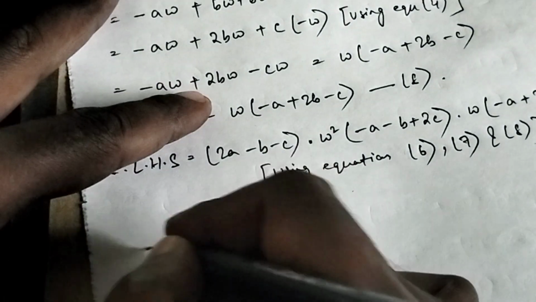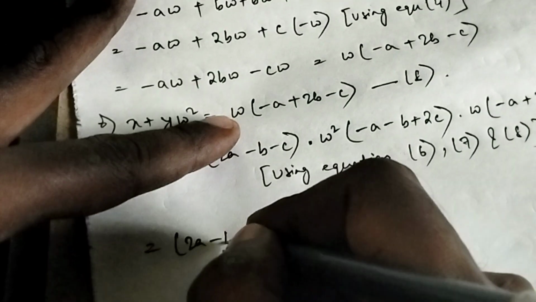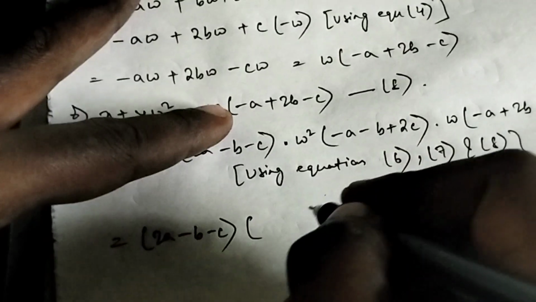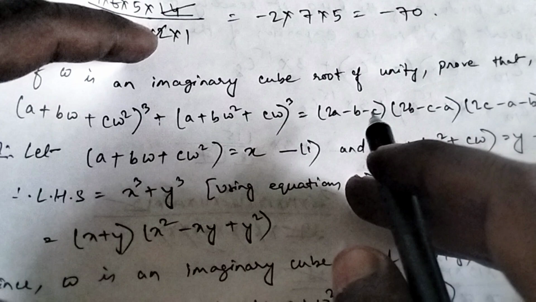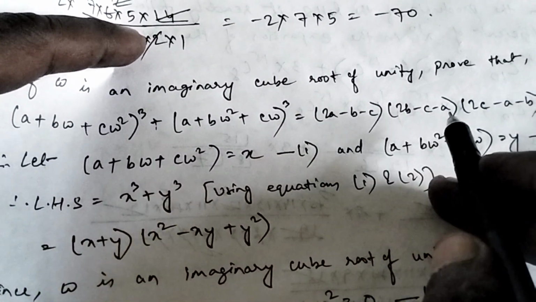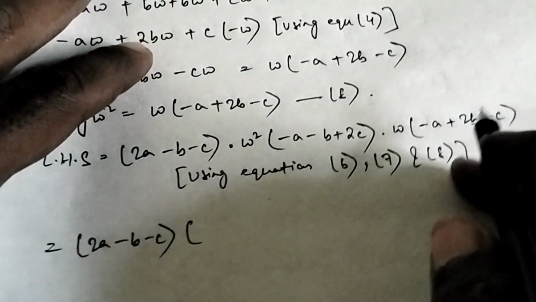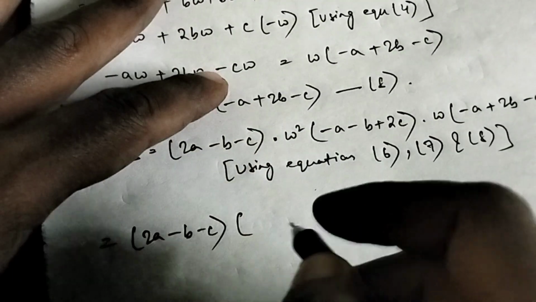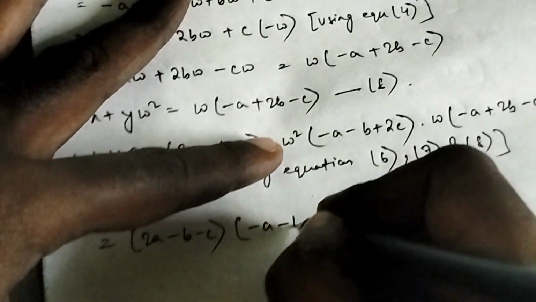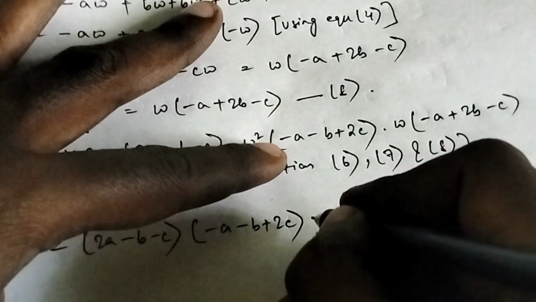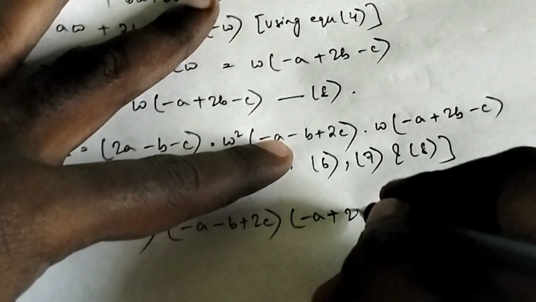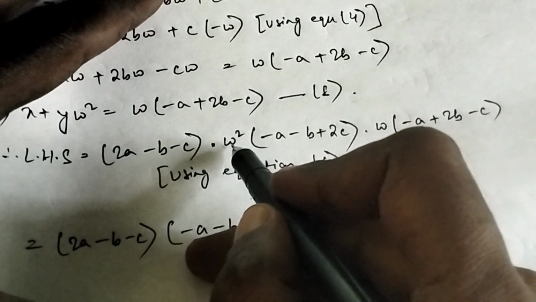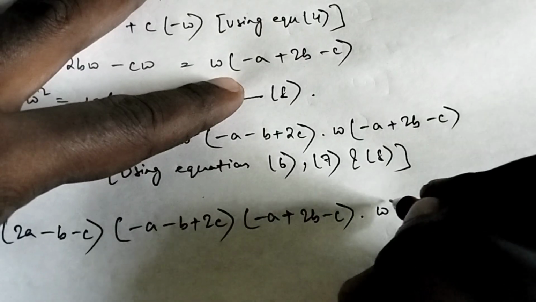Now arrange it however it is given in the question. We have to prove that 2a minus b minus c, 2b minus c minus a. At first write like this only: minus a minus b plus 2c into minus a plus 2b minus c into omega square into omega, that is omega cube.